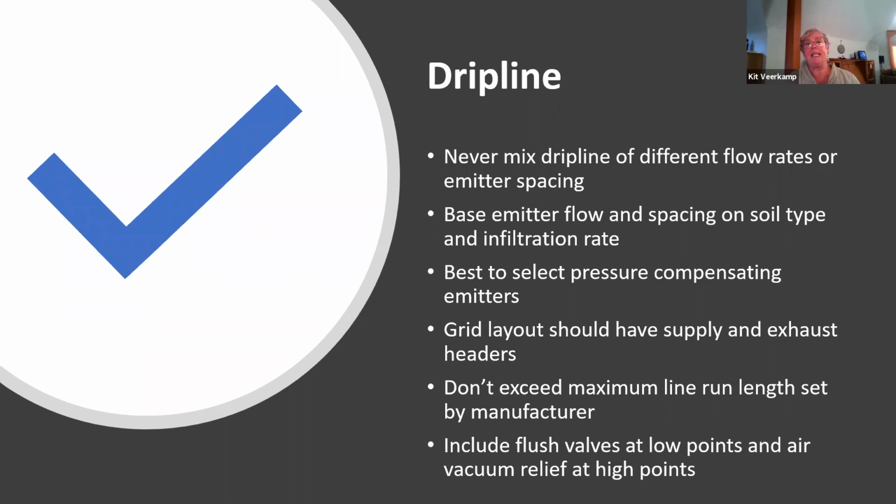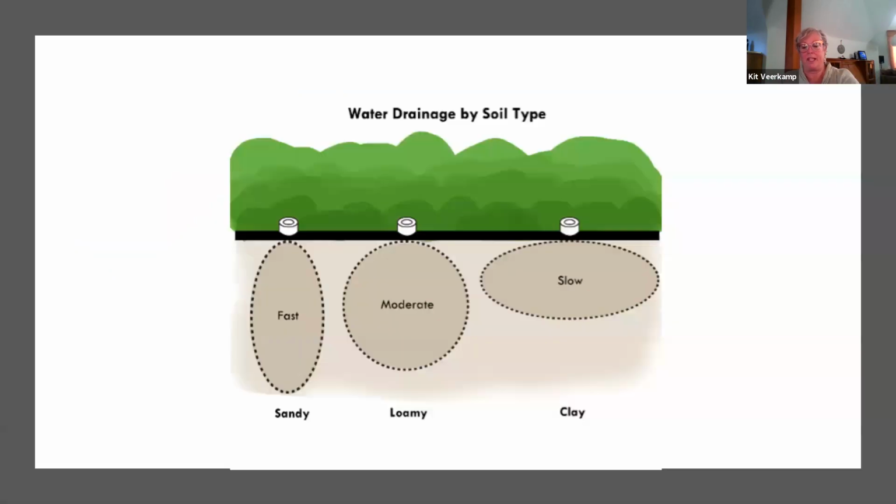And don't exceed the maximum line runs that are recommended by the manufacturer. Those are all called out in the tables that are provided by them. And you should utilize flush valves at the low points in the system and air vacuum relief valves at the high points. And we'll look at that.